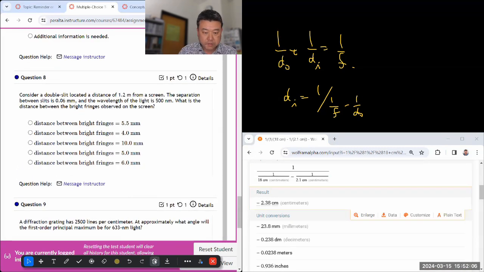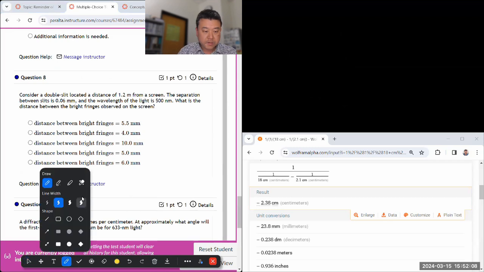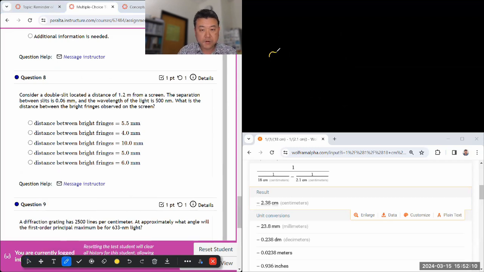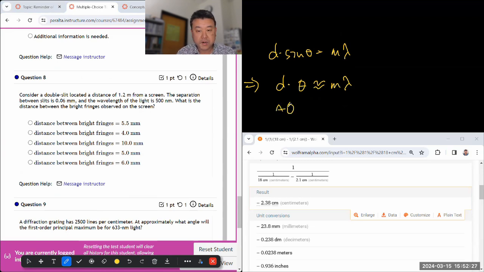So this is the consideration I'm working through. The expression for the bright fringes in double slit interference is d sine theta equals m lambda, and with a small angle approximation you can say d theta is approximately m lambda. So the angular distance between successive m would be equal to lambda over d.